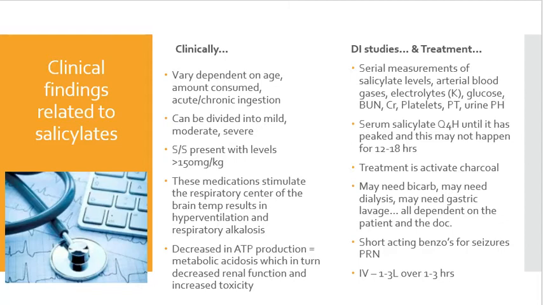Diagnostic studies include serial measurements of salicylate levels, arterial blood gases, electrolytes, particularly looking at the potassium level, a glucose or blood sugar, blood urea nitrogen, creatinine, platelets, PT, and urine pH. You should obtain a serum salicylate level initially, or at least within 4 hours after ingestion, and then about every 4 hours until the concentration has peaked. Levels may not peak for about 12 to 18 hours after ingestion of enteric-coated tablets.